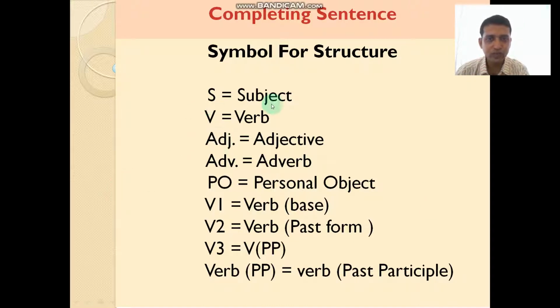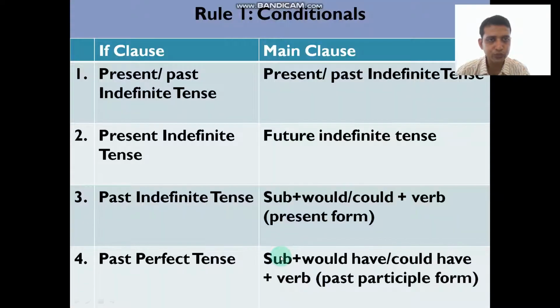Here, S for subject, V for verb, ADJ for adjective, ADV for adverb, PO means personal object, B1 base form of the verb, B2 past form of the verb, B3 past participle form of the verb. I think this is very clear to you.